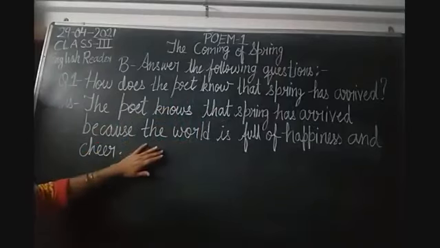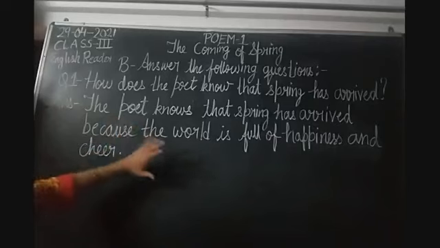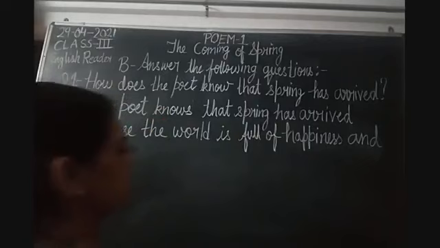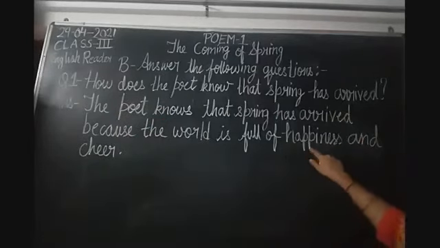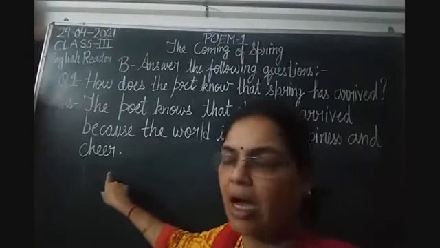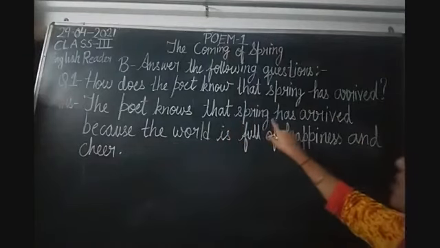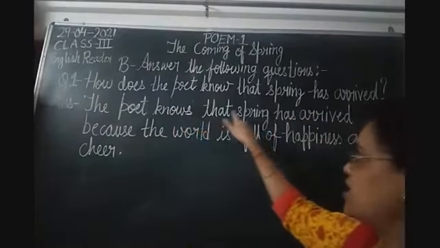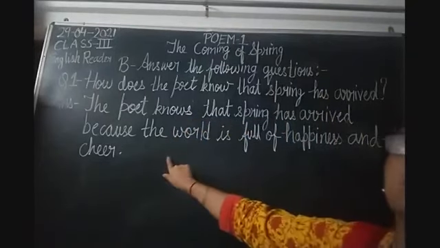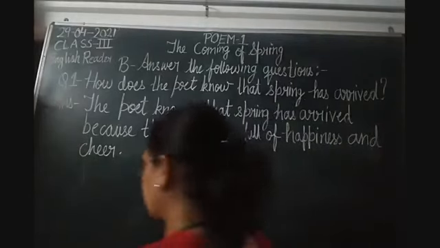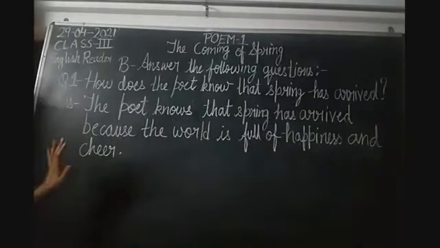पोएट को कैसे पता लगा कि स्प्रिंग सीजन आ गया है? क्योंकि जो पूरा वर्ल्ड है वो किससे फुल हो गया है? हैप्पीनेस एंड चीयर. राइट द स्पेलिंग ऑफ हैप्पीनेस करेक्टली. HAPPINESS. And the spelling of cheer is CHEER. Fine. So the poet knows that spring has arrived. The poet knows that spring has arrived because the world is full of happiness and cheer. पोएट को कैसे पता लगा कि स्प्रिंग आ गया है? क्योंकि पूरा वर्ल्ड हैप्पीनेस और चीयर से फुल हो गया है. फाइन.